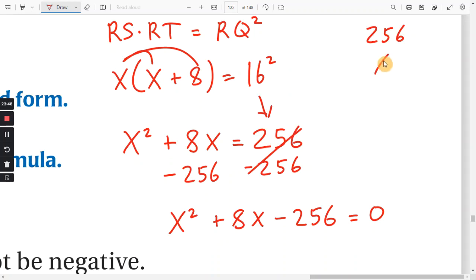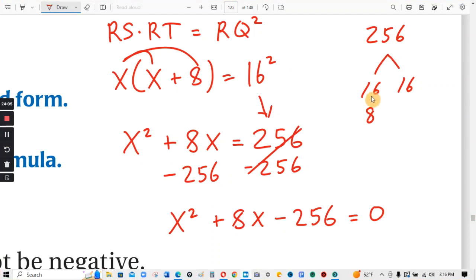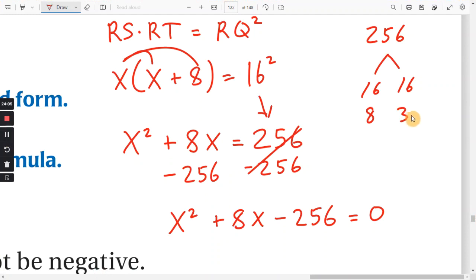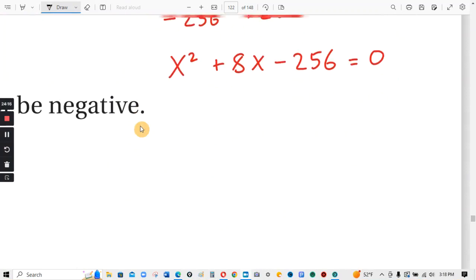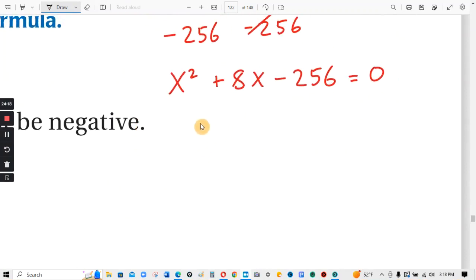Let's see. We're looking for two numbers that multiply to this and add to 8. So 16 times 16 definitely won't work. Let me see. If we do 8, 256 divided by 8 is 32. That won't work. Let me see. All right, I'll try the quadratic formula. This one is a little ridiculous here, but let's see.